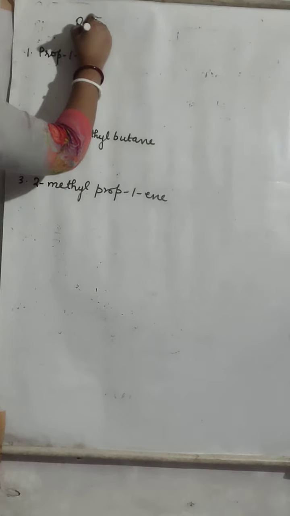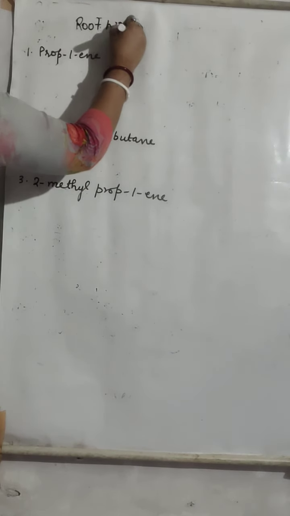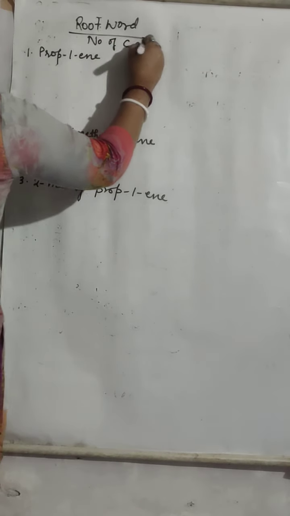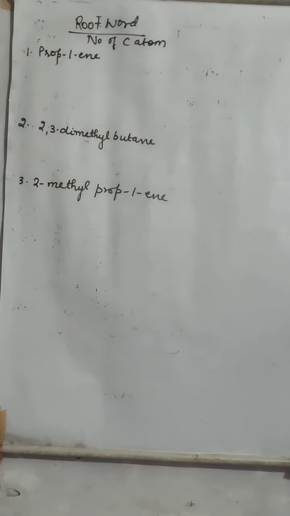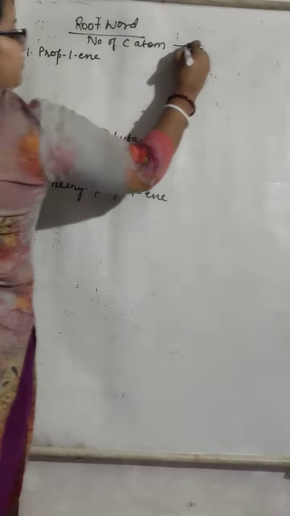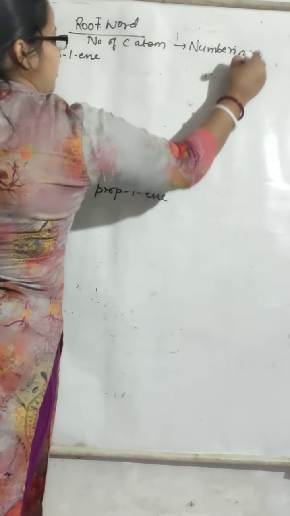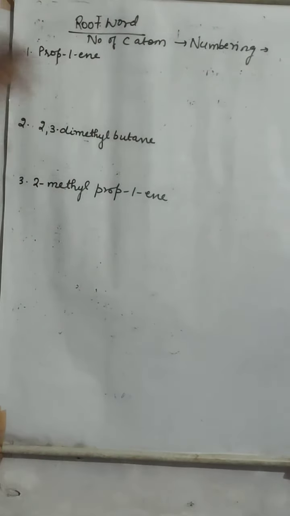Now see, how can you prepare the structure from the name? First we need to find the root word. What is the root word? That is the number of carbon atoms. First we find the number of carbon atoms, then we will do numbering, and then we will arrange all the things.